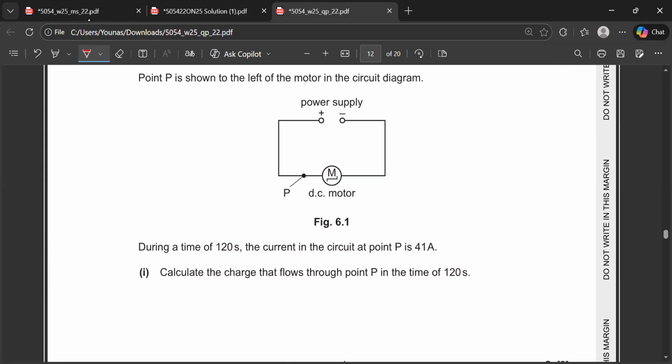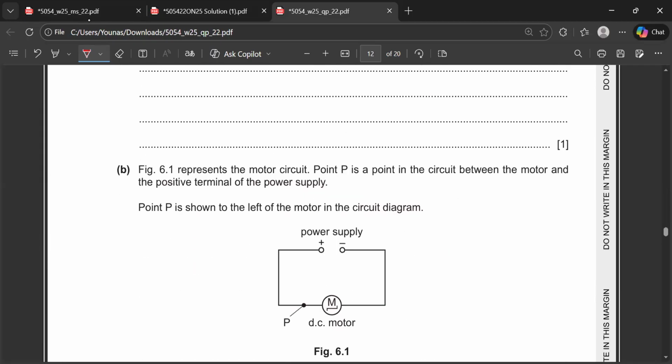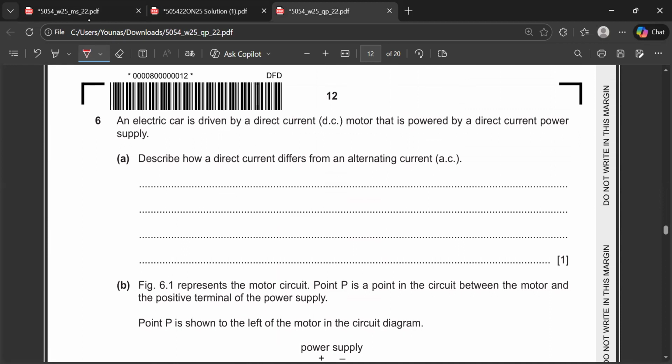Let's go to the next question. The next question coming up on your screen is question number 6. It says an electric car is driven by a direct current, DC, motor that is powered by a direct current power supply. Describe how a DC current differs from an AC current.